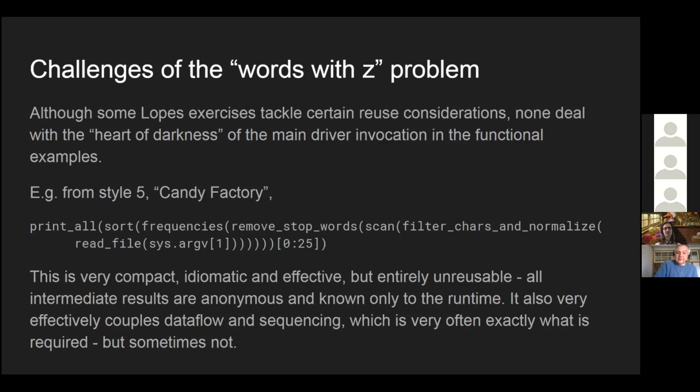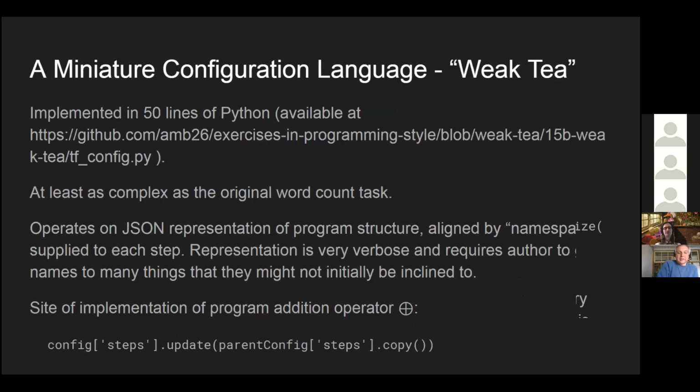All kinds of things are coupled together here, data flow and sequencing, and there are all kinds of what you could call excess intention expressed here. So our miniature configuration language we call weak T, in a nod to our long-running experiment with designing configuration languages named Infusion. This is implemented in 50 lines of Python, which turns out to be at least as complex to implement as the original word count task.